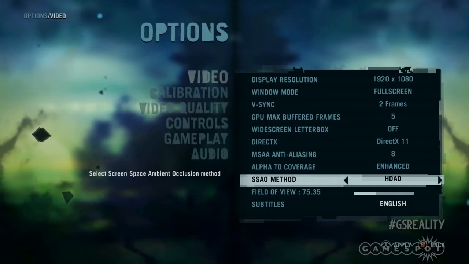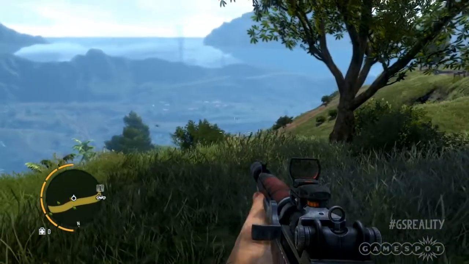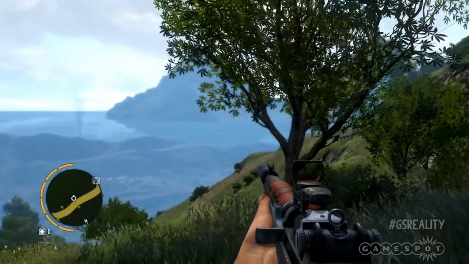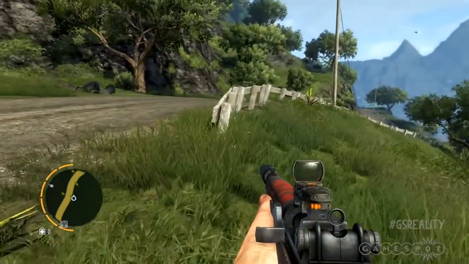Oh, you mean high definition ambient occlusion? Well, that's broadly similar to HBAO, except that it's AMD's own version of ambient occlusion. Phew, well that's the complicated one out of the way.